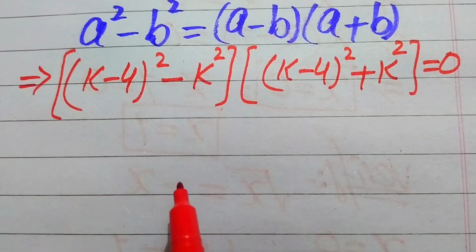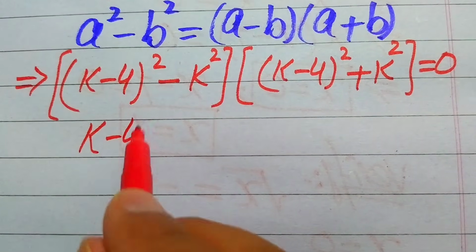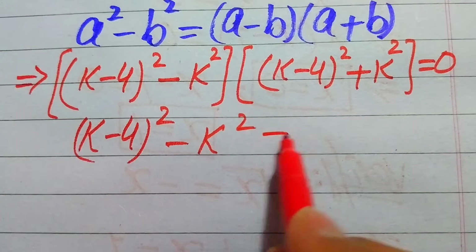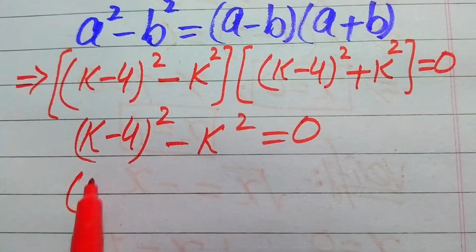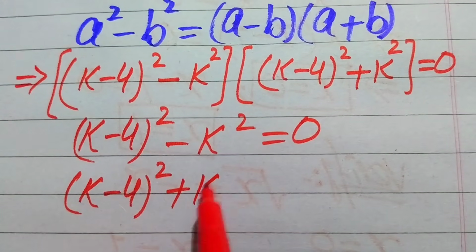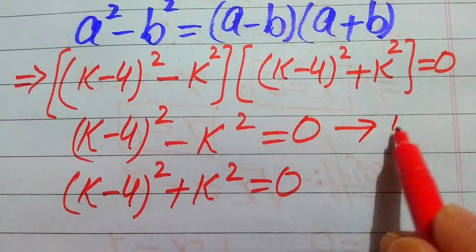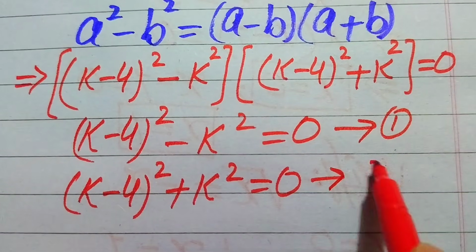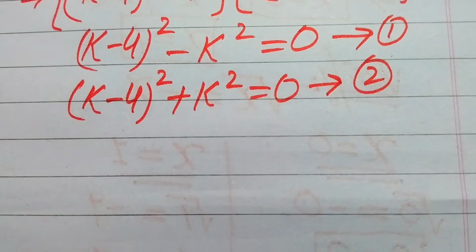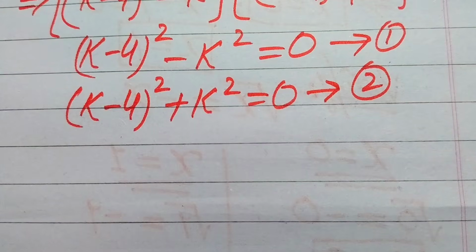Now we divide this equation into two cases. The first case is (k - 4)^2 - k^2 = 0, and the second case is (k - 4)^2 + k^2 = 0. We call this our equation number 1 and this our equation number 2. We solve both of these equations and we get the values of k.